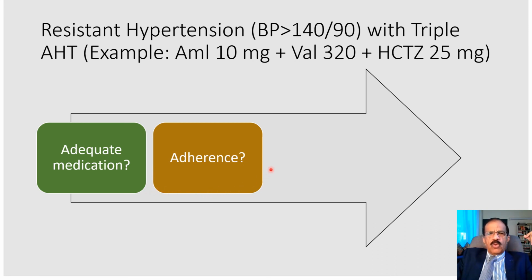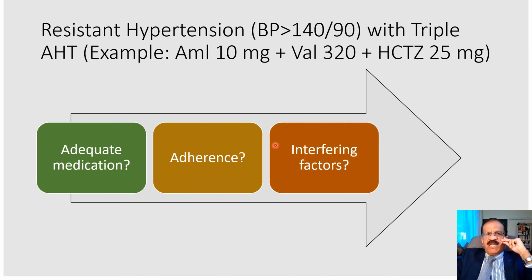Of course, you do not want to make the patient feel bad about it, and you don't want to act like a police investigator, but you ask questions to make sure that the patient is actually taking medication. If the patient is not taking medication, then further workup and further medication for resistant hypertension is not needed. Then you need to work on the adherence issue.